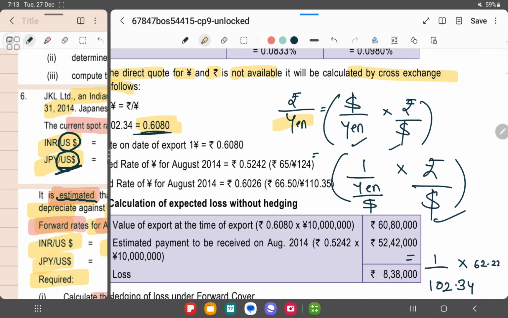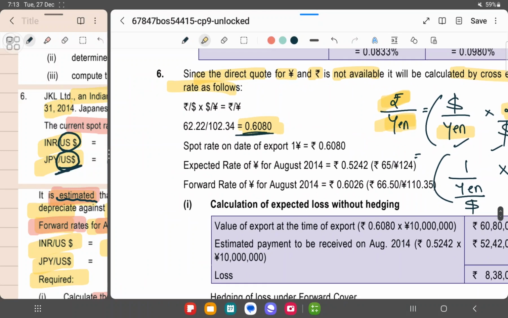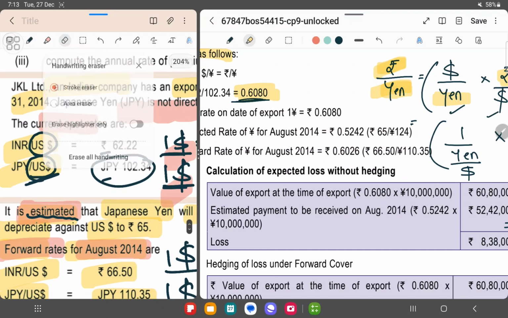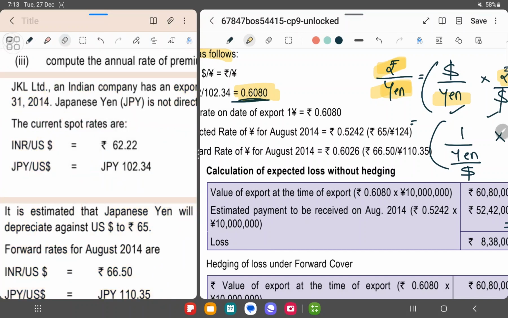We want rupee upon yen. Okay, so yen is in the denominator, rupee is in the numerator. We did that. The missing figures is you take the currency from the quotes available to you. The quotes available to us are here. See the question. If you want me to just remove all the handwriting, I'll do that. See, the quote given to you in the question is rupee upon dollar and yen upon dollar.